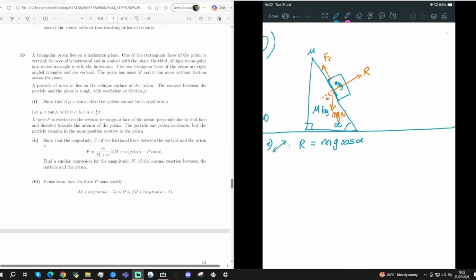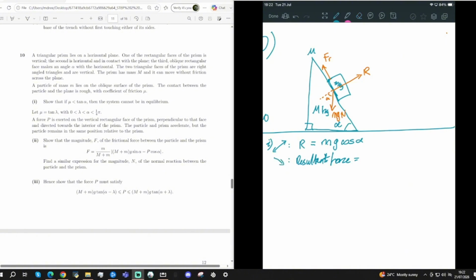Okay, well now if I look parallel to the slope, we can't assume equilibrium, so let's try and find out the resultant force. And if the resultant force is non-zero, then we can't have equilibrium.